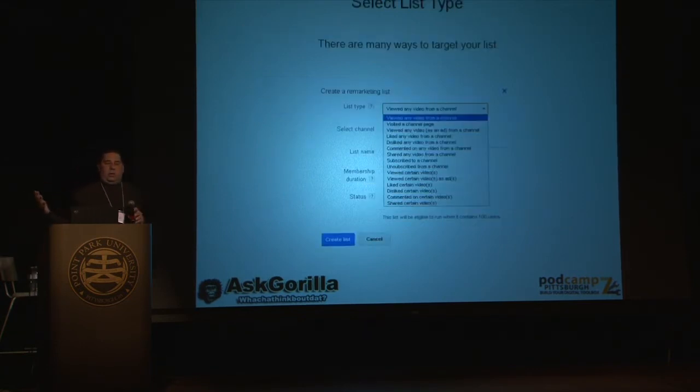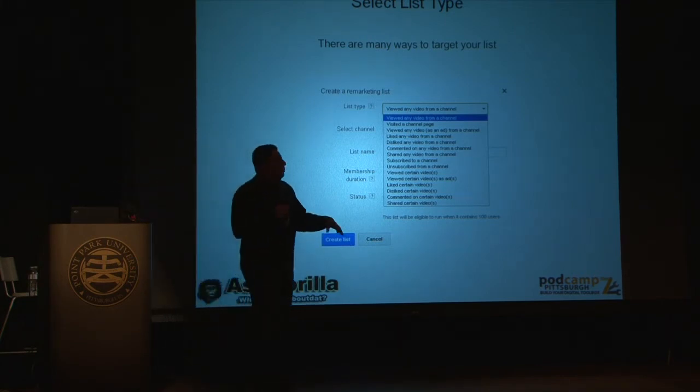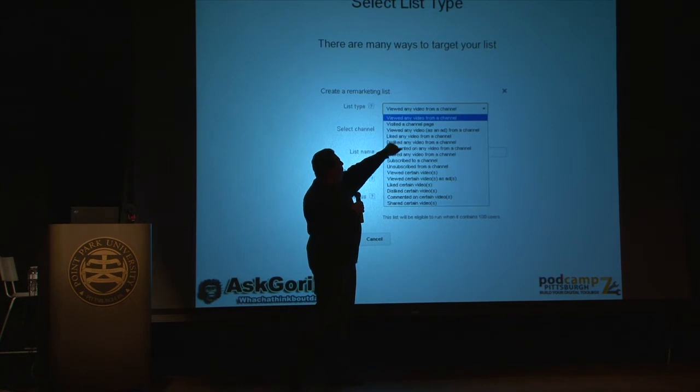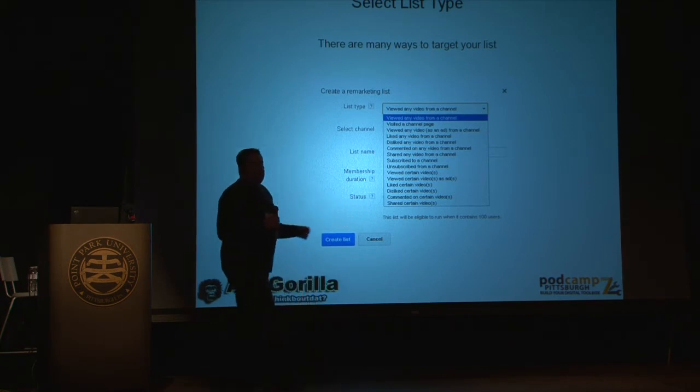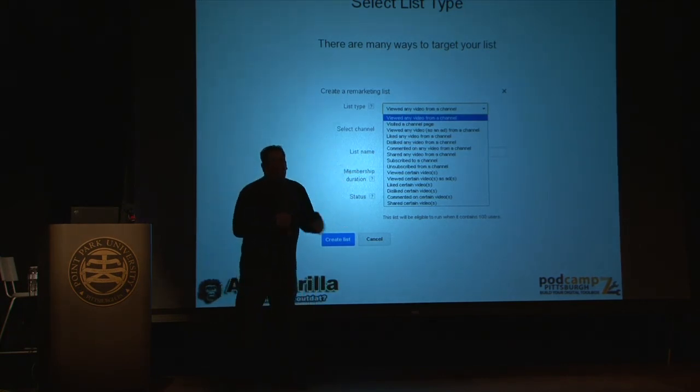And this is literally how easy it is. Select the list type. So are you looking for people who viewed any video from a channel, viewed a video on a channel page, viewed any video? You select the criteria, and you're done with it. That's all you do to create the list.